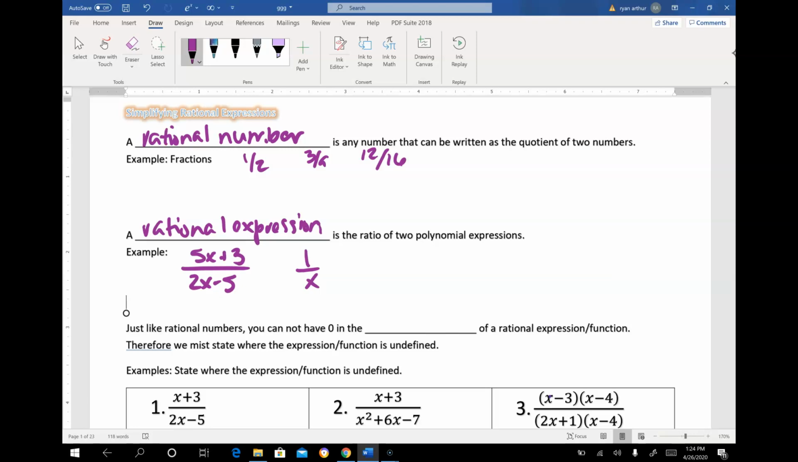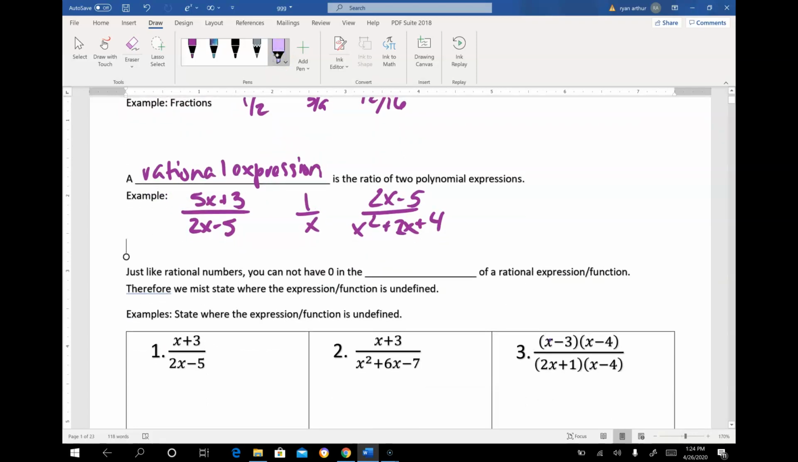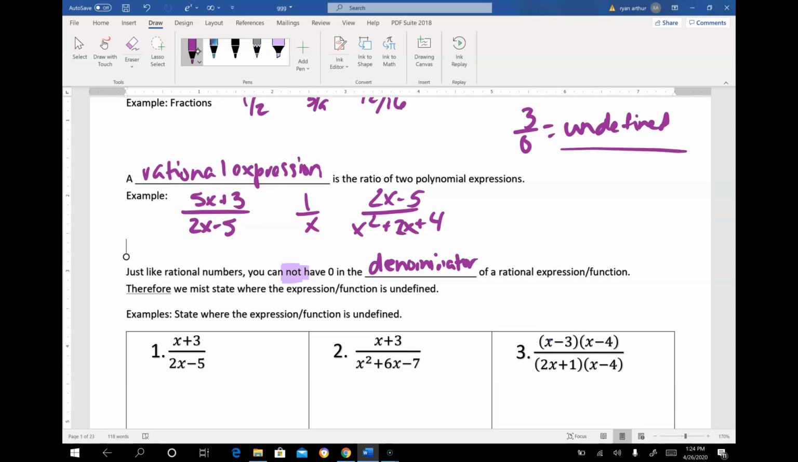Okay? So like 2x minus 5 over x squared plus 2x plus 4. Okay? All rational expressions. Now, just like rational numbers, you cannot have 0 in the denominator. Okay? Just like when you were learning slope and all that stuff and you had 3 divided by 0, that was undefined. Okay? So whatever makes our denominator 0 is what's undefined.